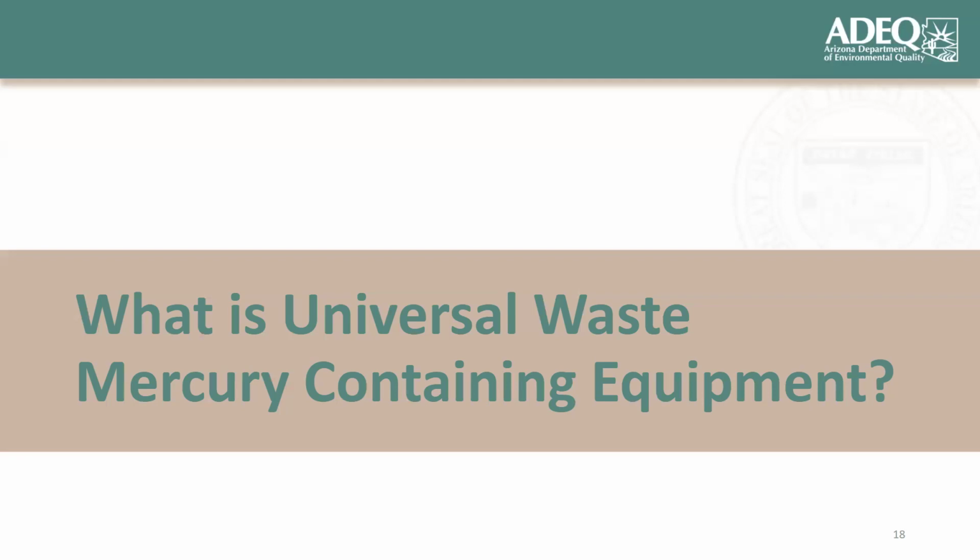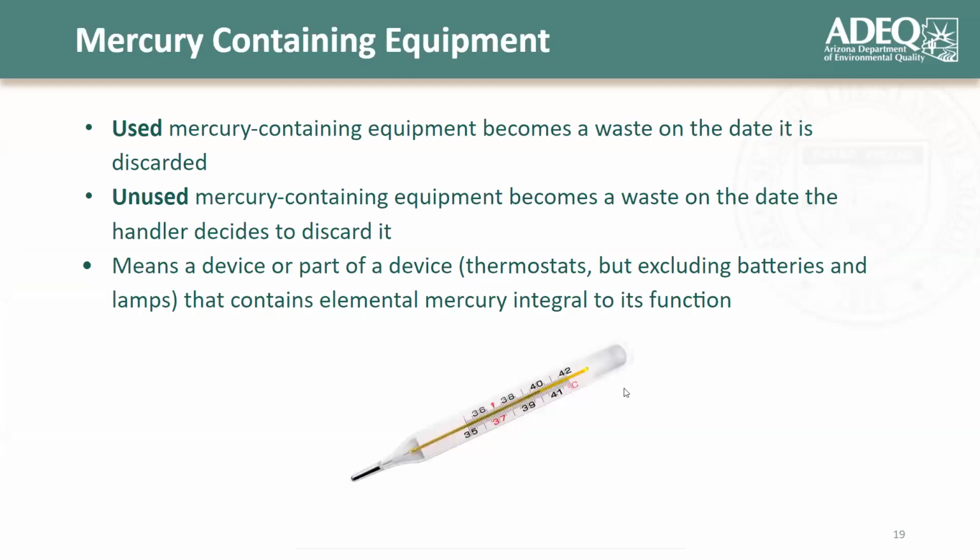We've covered universal waste batteries, so what is mercury-containing equipment? Mercury-containing equipment is a device or part of a device, such as thermometers, that contain elemental mercury. These items are considered a waste when the facility decides to discard them, and then they can be managed as a universal waste. Universal waste handlers may also remove mercury-containing ampules from mercury-containing equipment, provided the handler removes and manages the ampules in regards to proper waste, mercury handling, and emergency procedures.